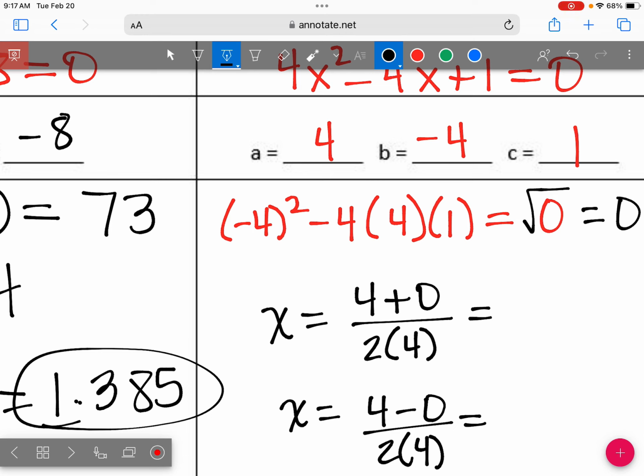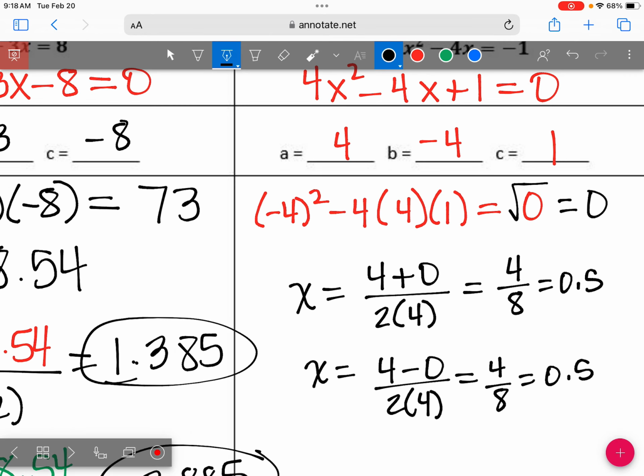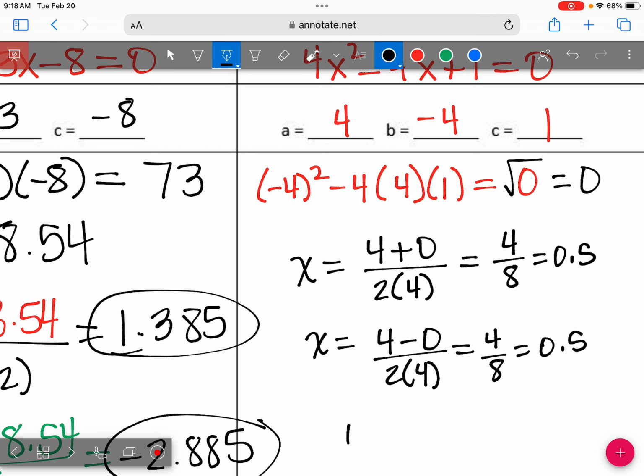The reason why it's only one answer is because it's the same answer. If you add 0 or subtract 0, you get the same answer. So my answer would be 4 over 8 or 0.5, both times. There's only one answer. And my one answer is 0.5.